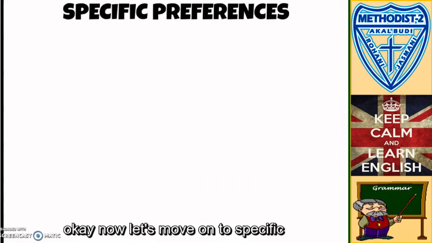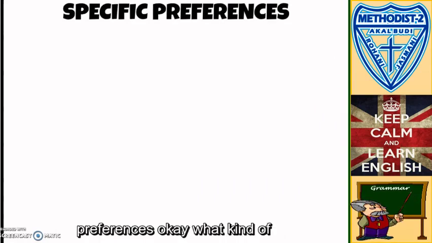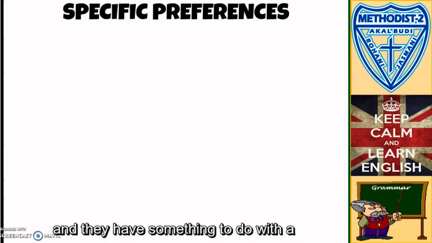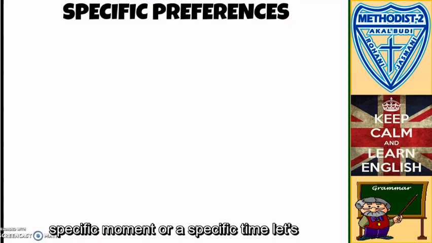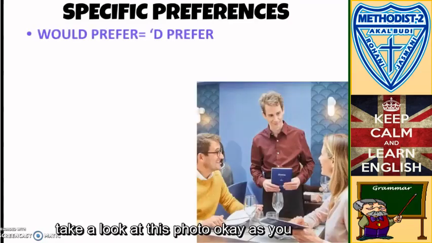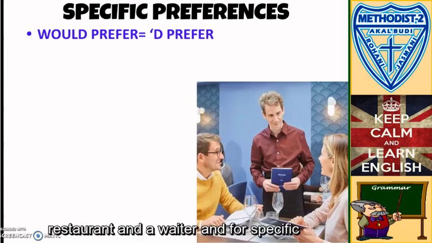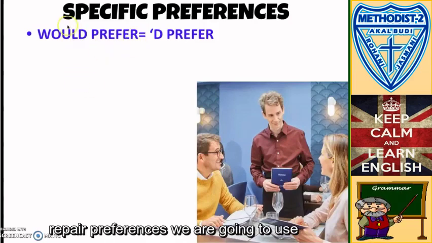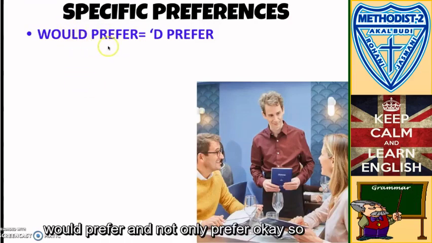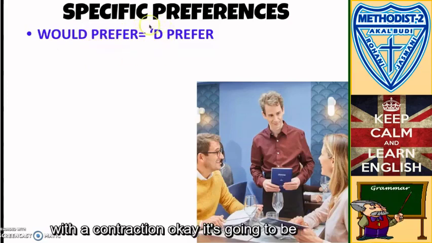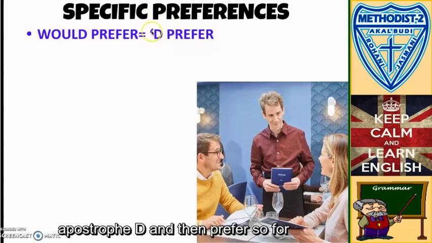Now let's move on to specific preferences. What kind of preferences are these? These are specific and they have something to do with a specific moment or a specific time. Let's take a look at this photo. As you can see, there is a couple at a restaurant and a waiter. For specific preferences, we are going to use would prefer and not only prefer. With the contraction, it's going to be apostrophe d and then prefer.